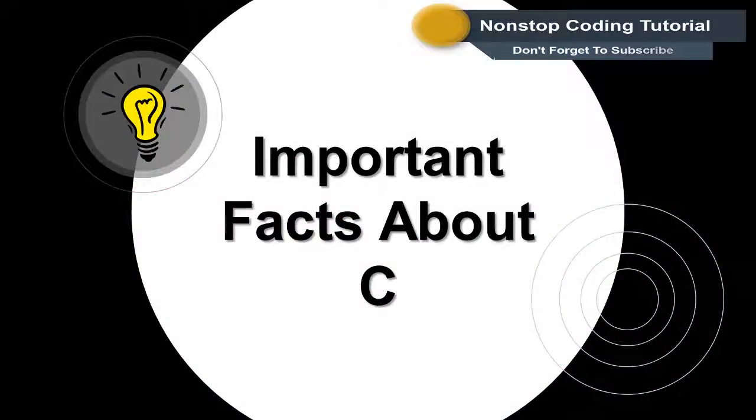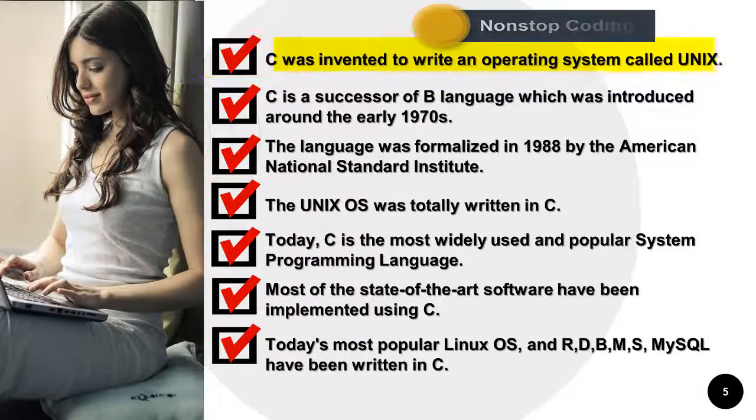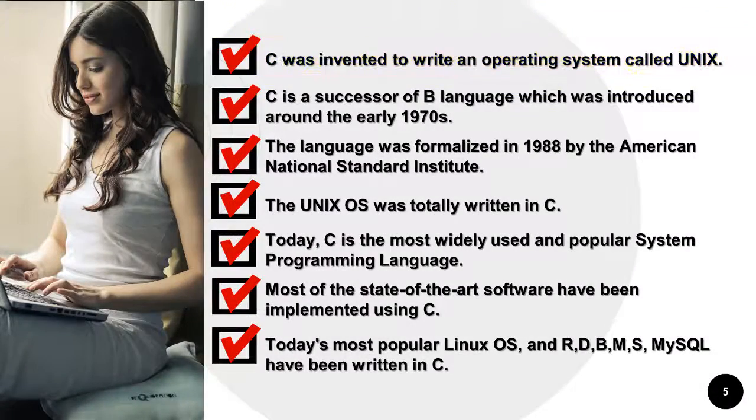Important facts about C. C was invented to write an operating system called Unix. C is a successor of B language, which was introduced around the early 1970s. The language was formalized in 1988 by the American National Standards Institute. The Unix OS was totally written in C.